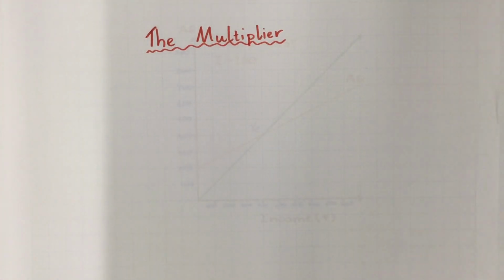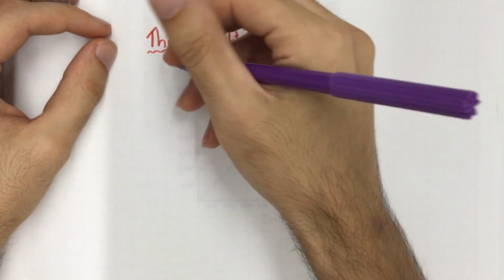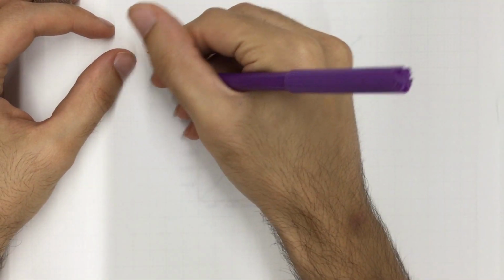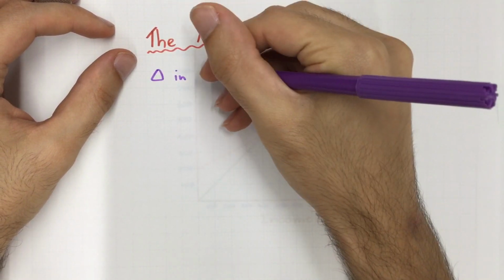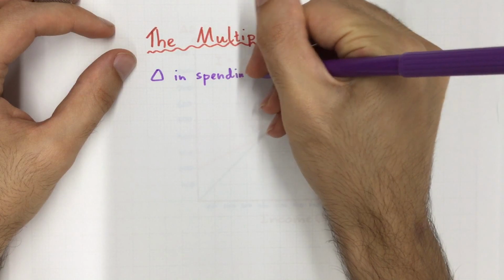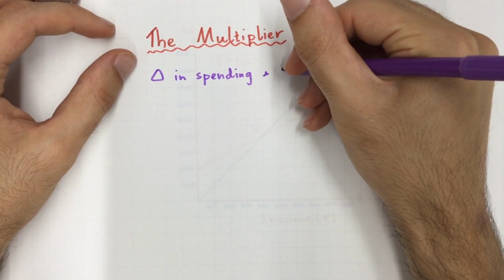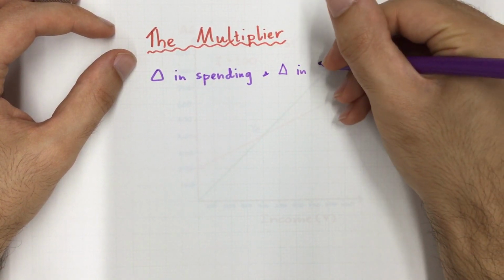Okay, so here we're going to look at the concept of the multiplier. Now, the multiplier is a tool we use which helps us understand the relationship between a change in spending and the effects this will have on a change in income.